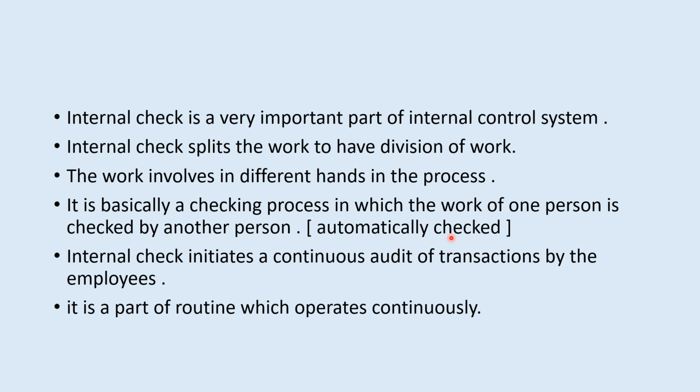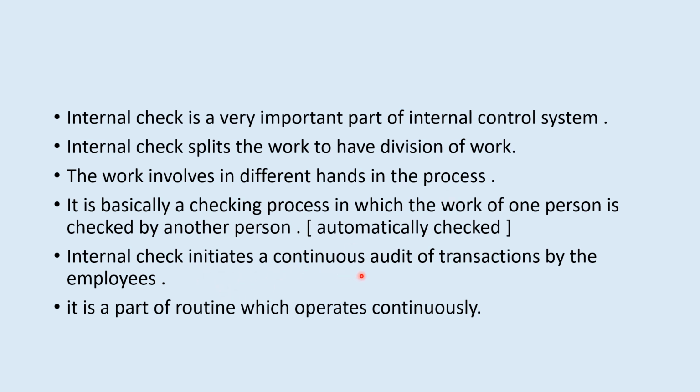So what is beneficial is that the work is being cross-verified. Automatic checking is taking place. It is a very important part of the internal control system. We split the work into a division of work. We do the segments of the work. One work involves different hands in one process. It is not that one person will be assigned to do the task and that's it. No, more than one person is appointed for one work, because you need another person to check the work of the first person.